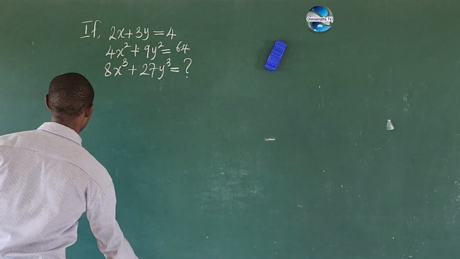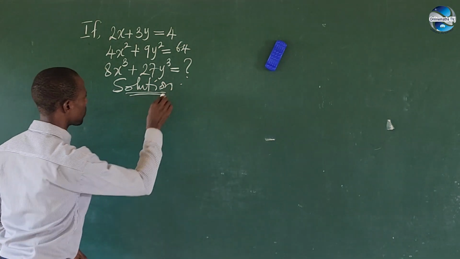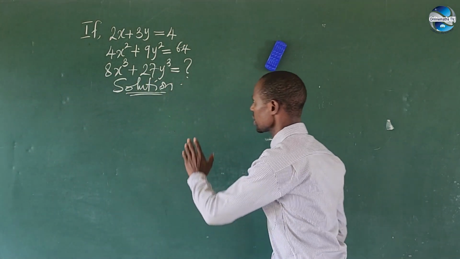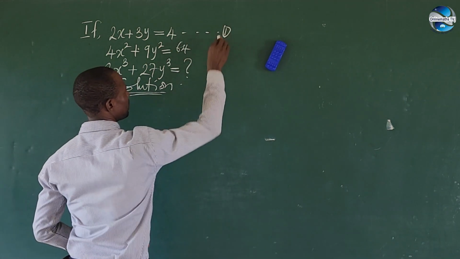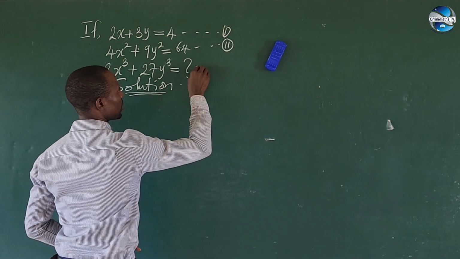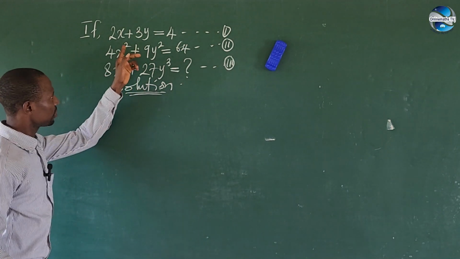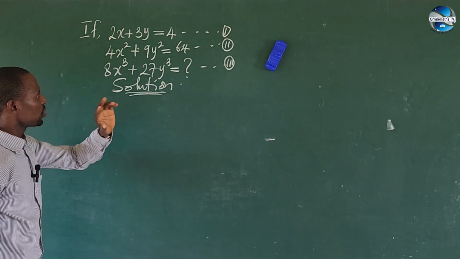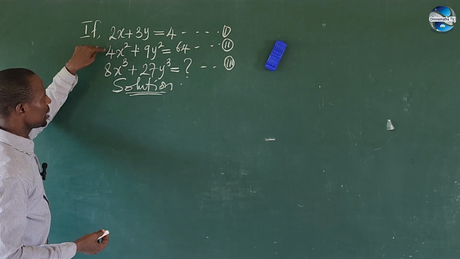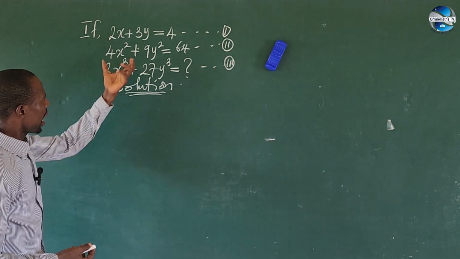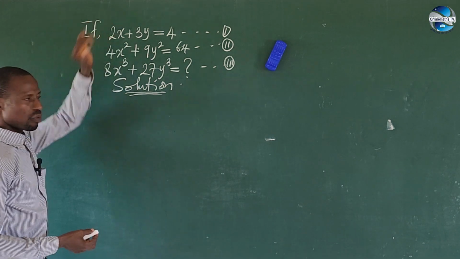Okay, so we take a solution. Now, if you take a good look at this system of equations, let's call this equation 1, this equation 2, and then automatically this equation 3. If you look at equation 1 and equation 2, you will discover that there is a kind of linkage between this and this. So how can we derive equation 2 from equation 1?